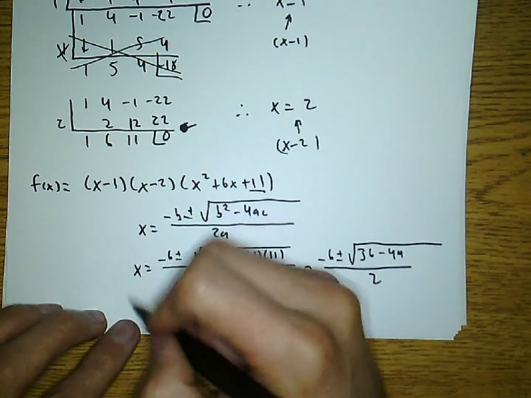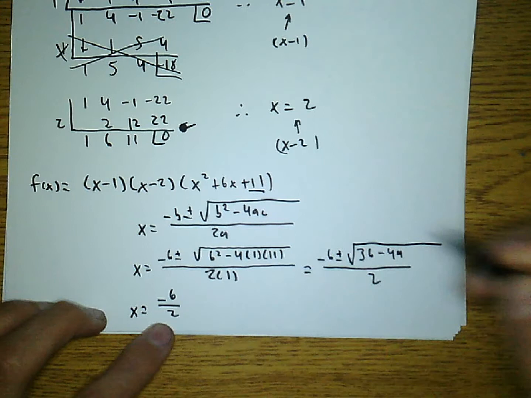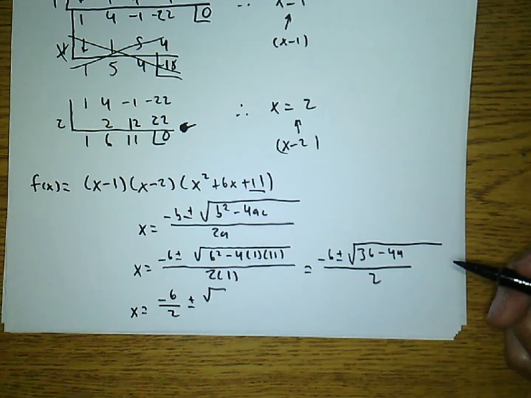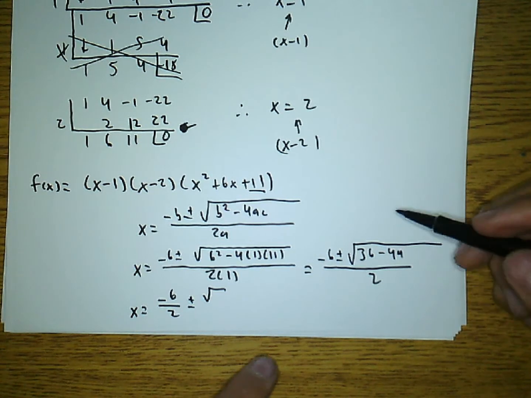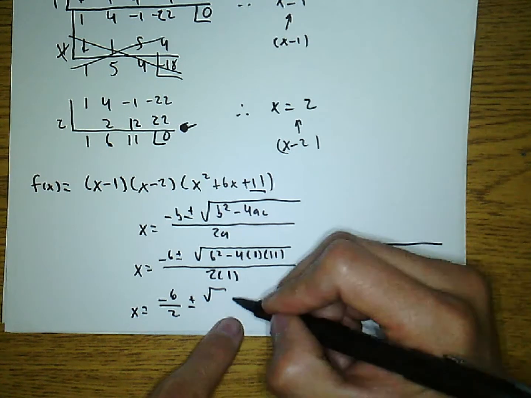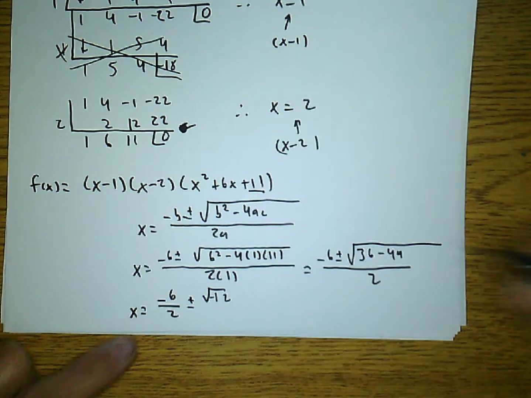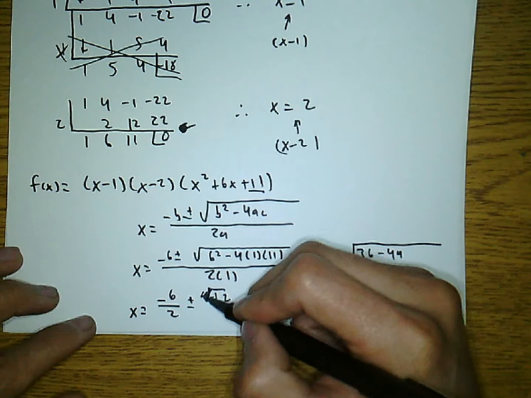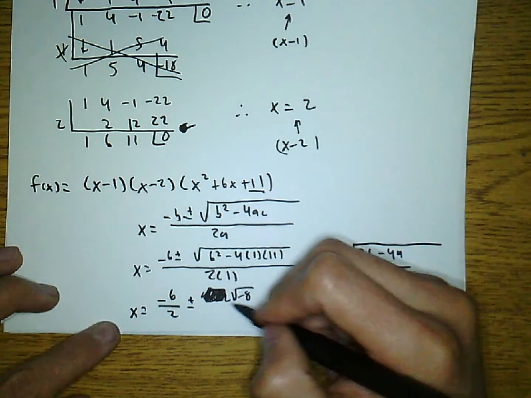So that means x is equal to, I'm going to go ahead and separate this 2 out, negative 6 over 2 plus or minus the square root of, so 36 minus 44. 36 minus 44 is going to get us a negative number. Okay, so that is going to get us a negative 12. No, what am I doing? I'm sorry. Negative 8. My apologies. Brain fart. Sorry. Negative 8 over 2.